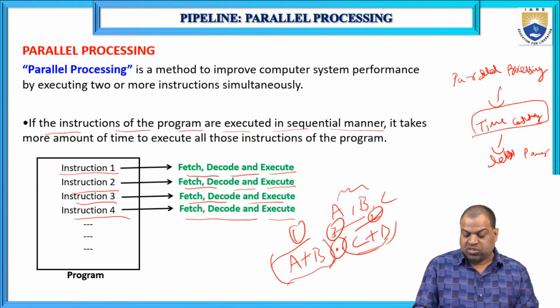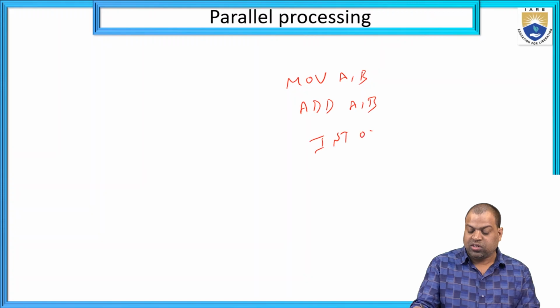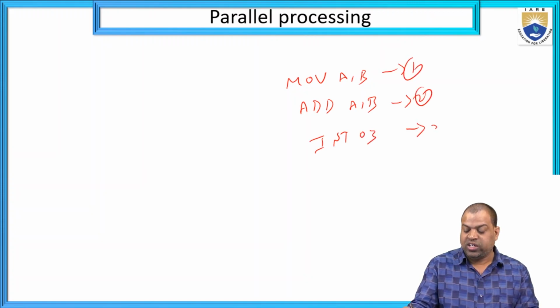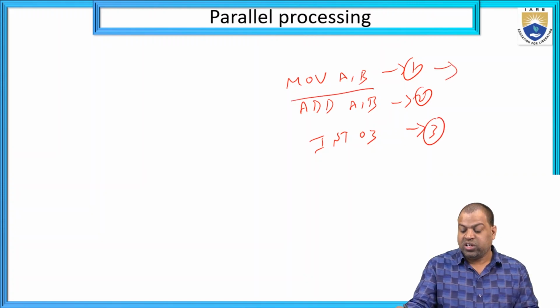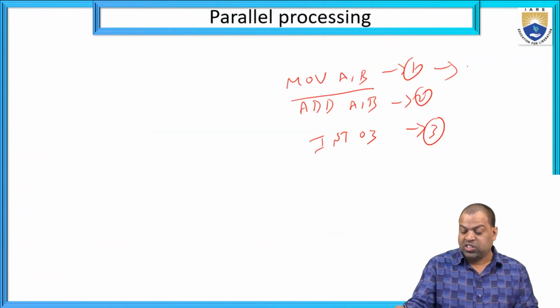Suppose, for example, I take MOV A, B; ADD A, B; INT 03. It is one instruction, another instruction, and another instruction. So MOV A, B is one instruction. It is fetched. Where is it fetched from? It is fetched from the memory, then fetched and decoded.